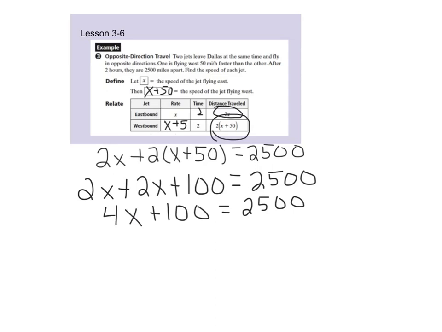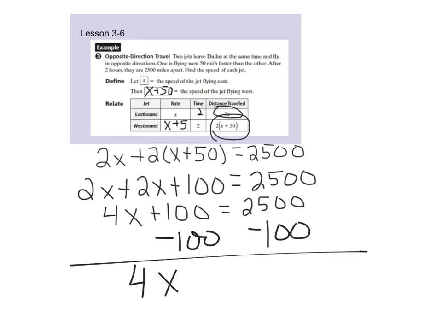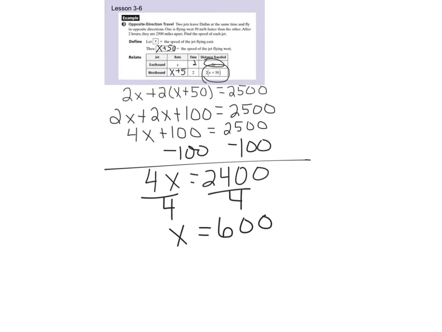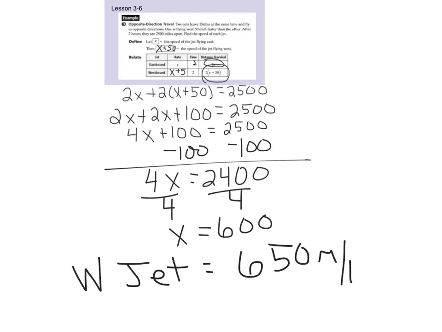So as I simplify, I get 4x plus 100. I'm going to subtract 100 from both sides. And I'm left with 4x equals 2,400. And then if I divide both sides by 4, I get x equals 600. And remember, that represents miles per hour that the eastbound jet is traveling. So then the westbound jet is traveling at 650 miles per hour. And this is also miles per hour.